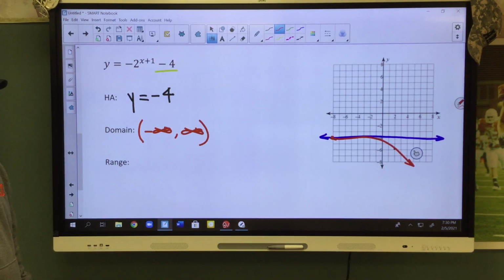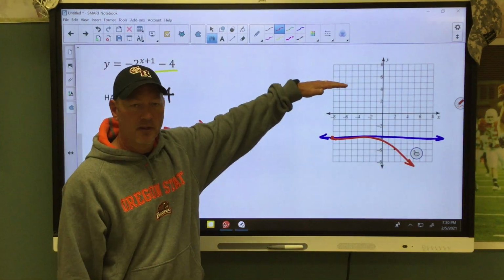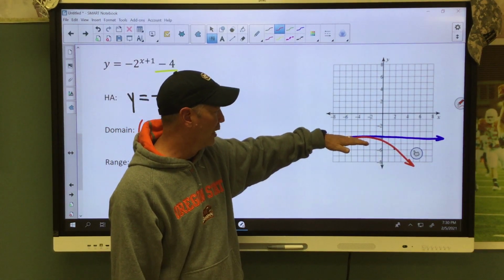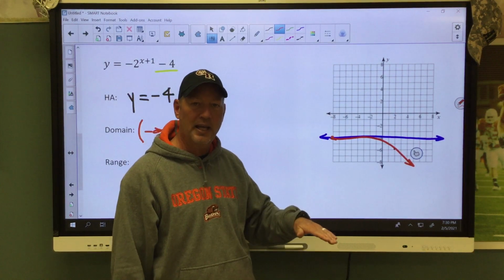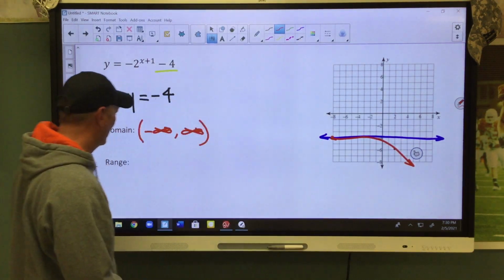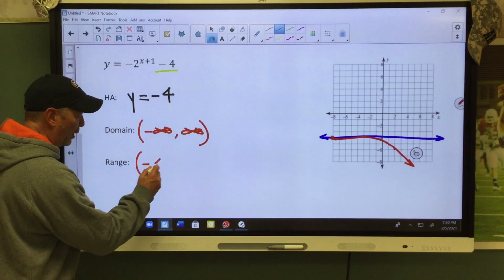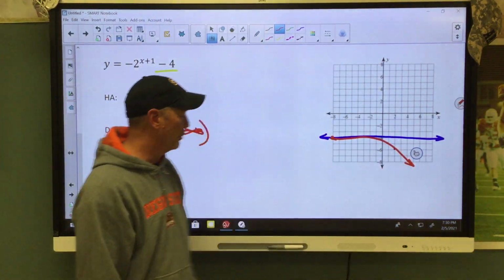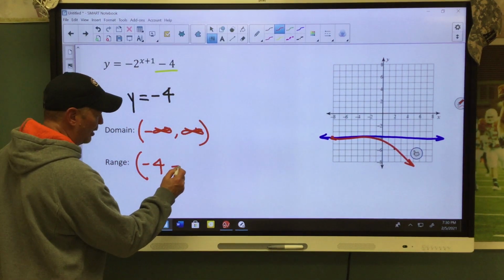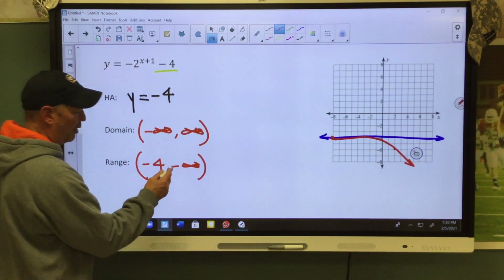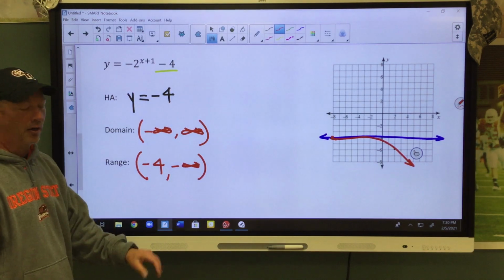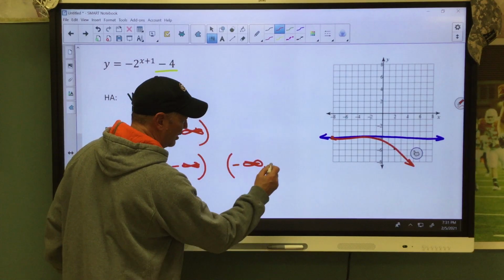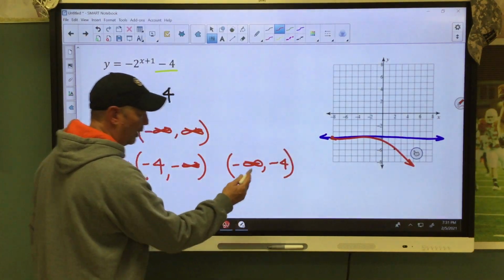Now my range, what is the high point of my graph? Excuse me, or the low point. We can go however you want to do it. But the high point of my graph is going to get close to -4, but it's never going to touch it. So we're going to get a soft bracket, and we're going to go down forever, which is going to be -infinity. Now, a lot of people, when they do their range, want to start at the smallest part. So if you see it written as -infinity to -4, that's okay.